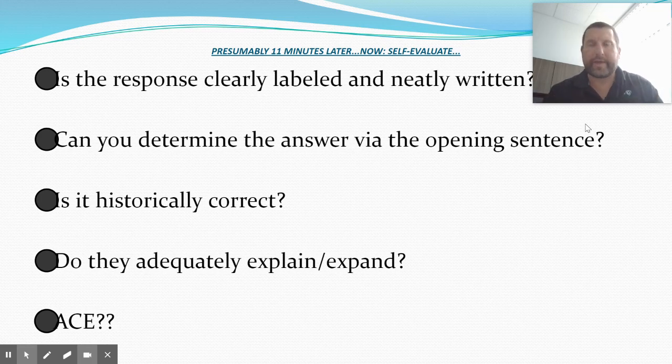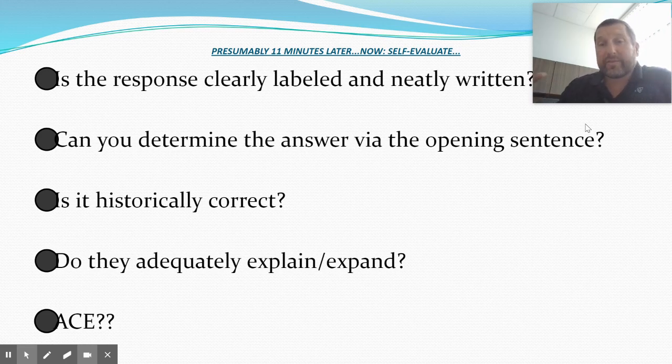Presumably, it's 11 minutes later, and I want you to self-evaluate your essay right now. Is it clearly labeled and neatly written, or are you risking losing points because you don't know how to label or you don't know how to write neatly? Can you determine the answer via the opening sentence? Do you attack it? And is it historically accurate? Do you know your stuff here?